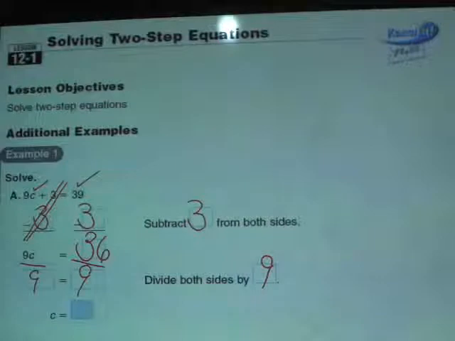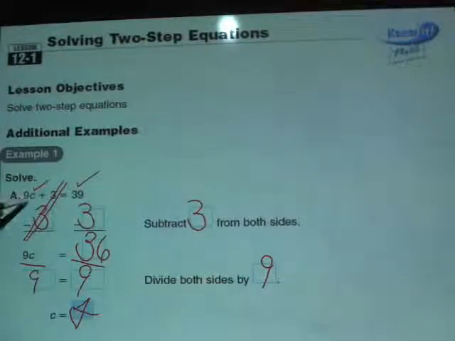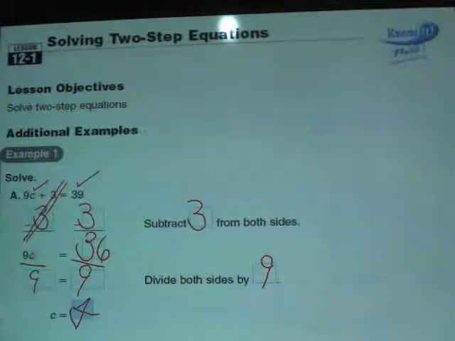And when I take 36 and divide by 9, the result is going to be 4. 9 times 4 is 36, plus 3 is 39. Since the other side says 39, the equation checks. Remember, how do we check it? The left side has to be the same thing as the right side.